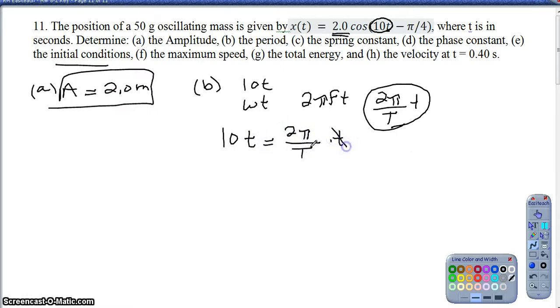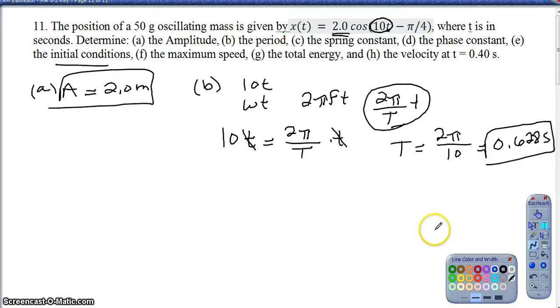So all I'm going to do to solve part B is 10t equals 2 pi over the period times t. Obviously, I have a t on both sides, so that t cancels out. So 10 equals 2 pi over the period, which means the period equals 2 pi divided by 10, which works out to be exactly 1/10 of 2 pi, so about 0.628 seconds. Okay, so again, parts A and B, hopefully nothing too crazy with either of those parts. It's just breaking up the information as I see it.